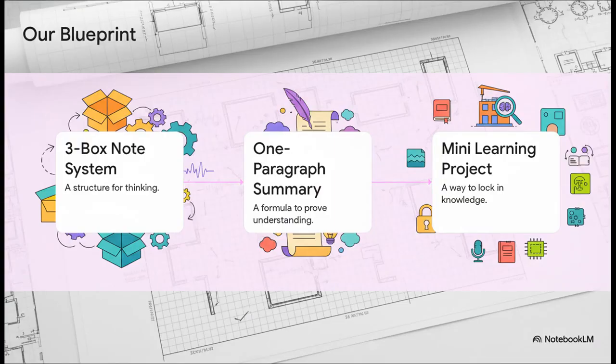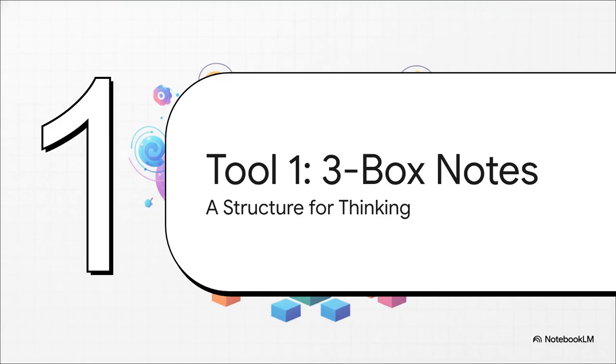And here it is. This is our blueprint. It's a simple three-part system. First, we're going to use the three-box note system to give our thinking some structure. Second, we'll nail the one-paragraph summary to prove we actually get it. And third, we'll design a little mini learning project to lock it all in for good. All right, let's grab our first tool, the three-box note system.